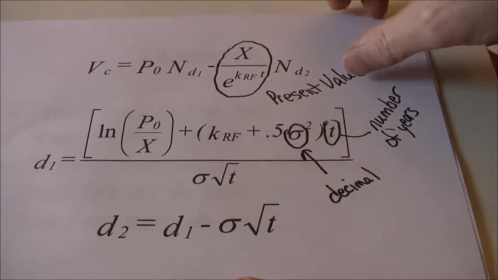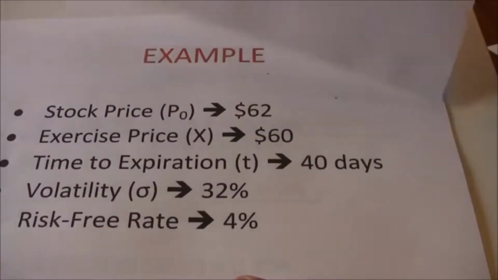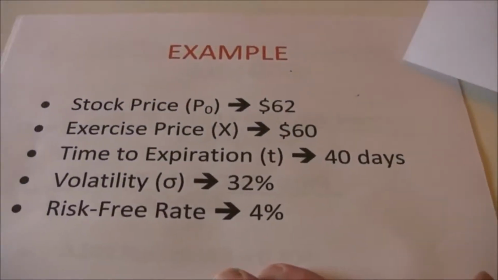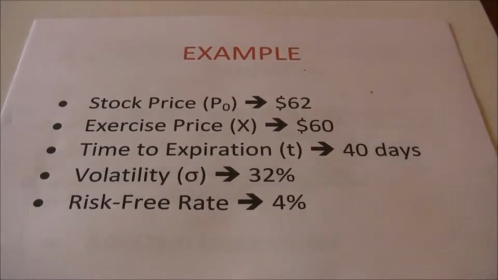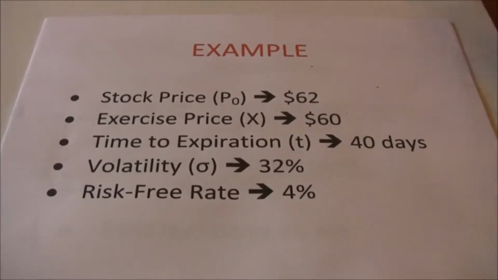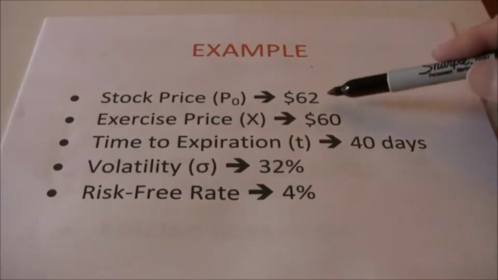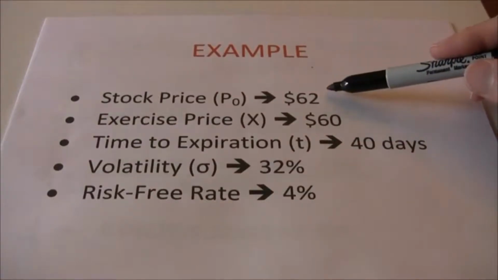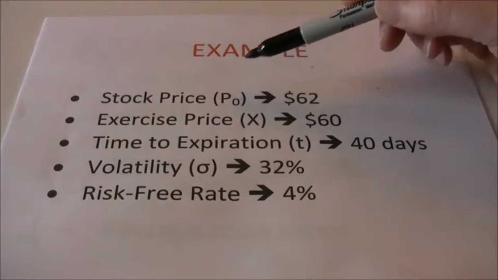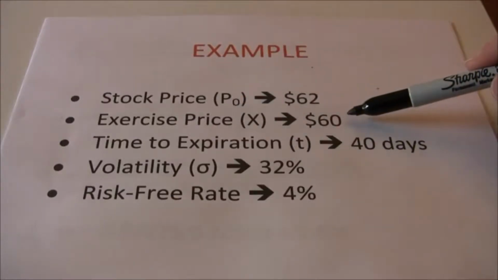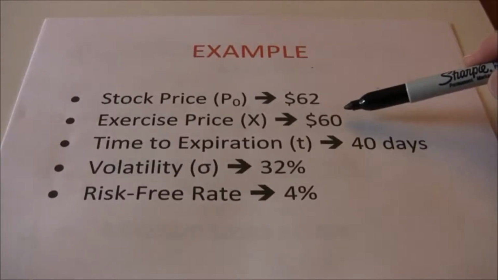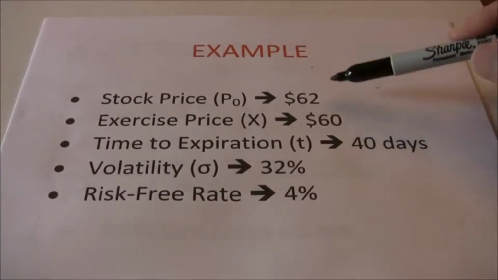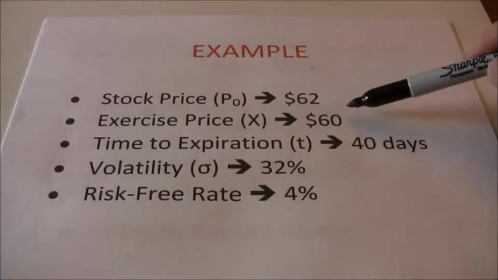Now, in order to walk through the Black-Scholes option pricing model, the best way is to set up an example and go through that. We've got a stock that's currently valued at $62, so our stock price is 62. That's the P0 in our formulas. The exercise or strike price is $60. Since we're looking at a call, this option is currently in the money. If it expired today, we would exercise it. It has an intrinsic value of $2.